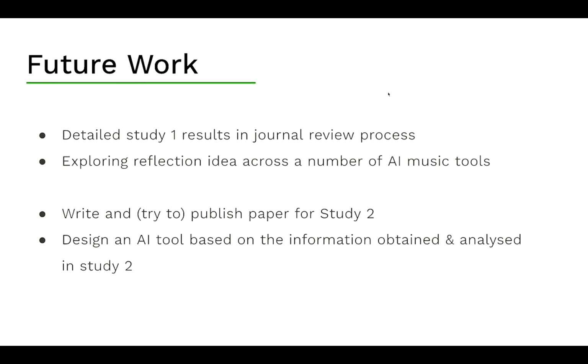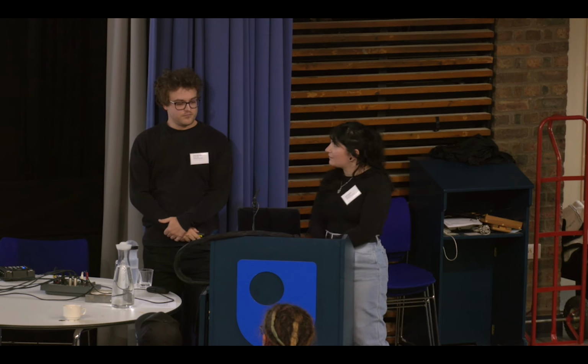So I'll blast through future work super quickly. Mine is, when I say it's submitted to a journal, it's with the editor, at least. I've got a whole PhD where I'm looking at this reflection idea, and I'm looking at lots of different AI tools now. I'm currently writing a paper, and hopefully at some point it will be published. The main plan for the study is to support the design of an AI tool, which is for my PhD.